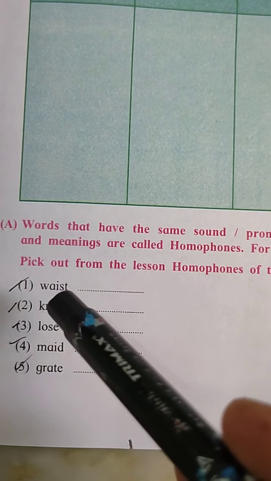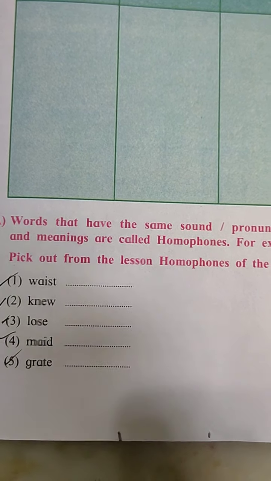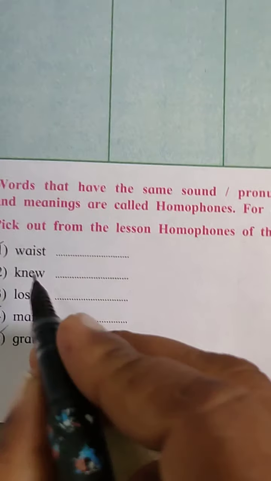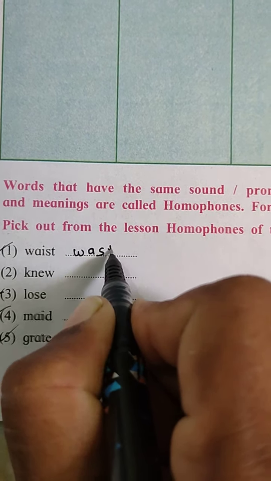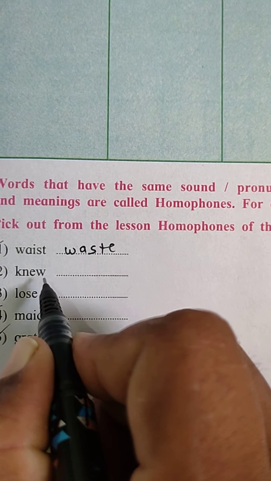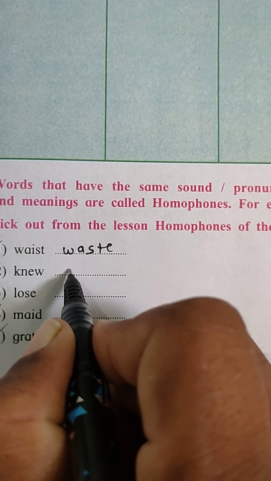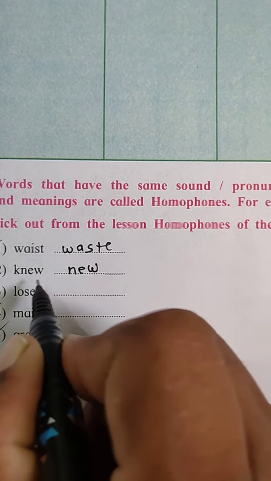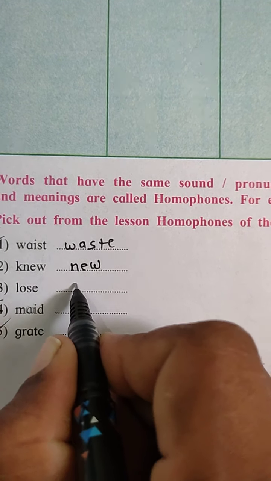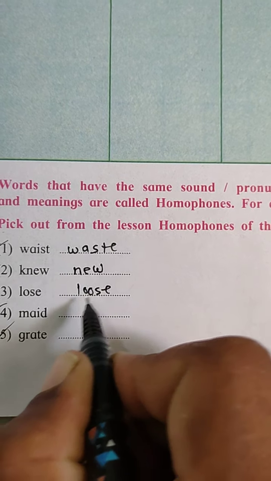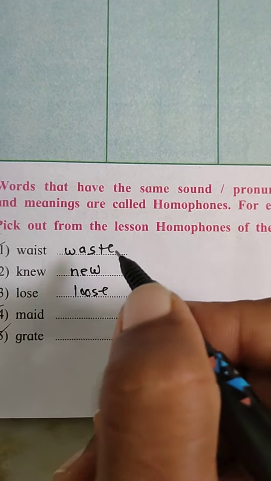So here, waist, W-A-I-S-T, but another word is W-A-S-T, waste. The spellings are different but the pronunciation is the same. Another word, new, spelling is different, pronunciation same. Lose, L-O-S-S-E, loose, spelling different, pronunciation same.